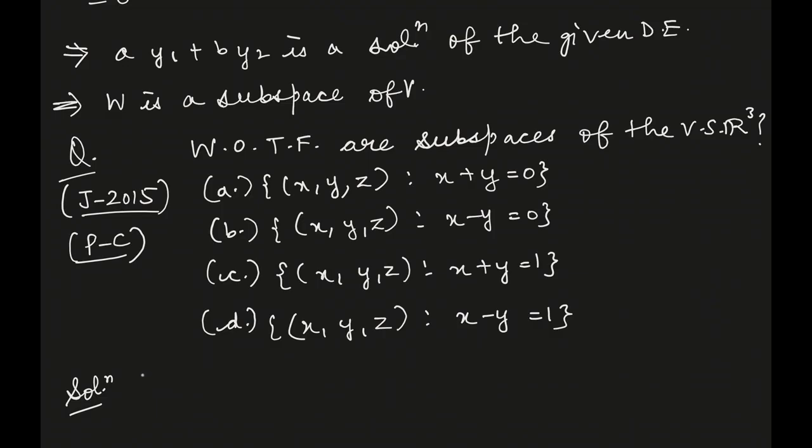Here you can simply apply the trick, na? So this is only A and B, because in C and D, the additive identity is not present.